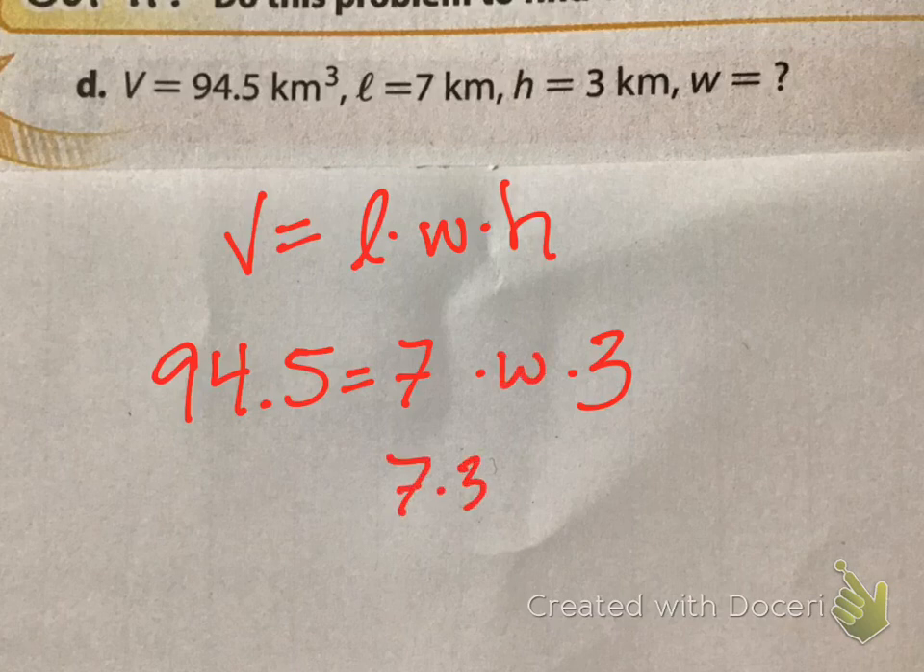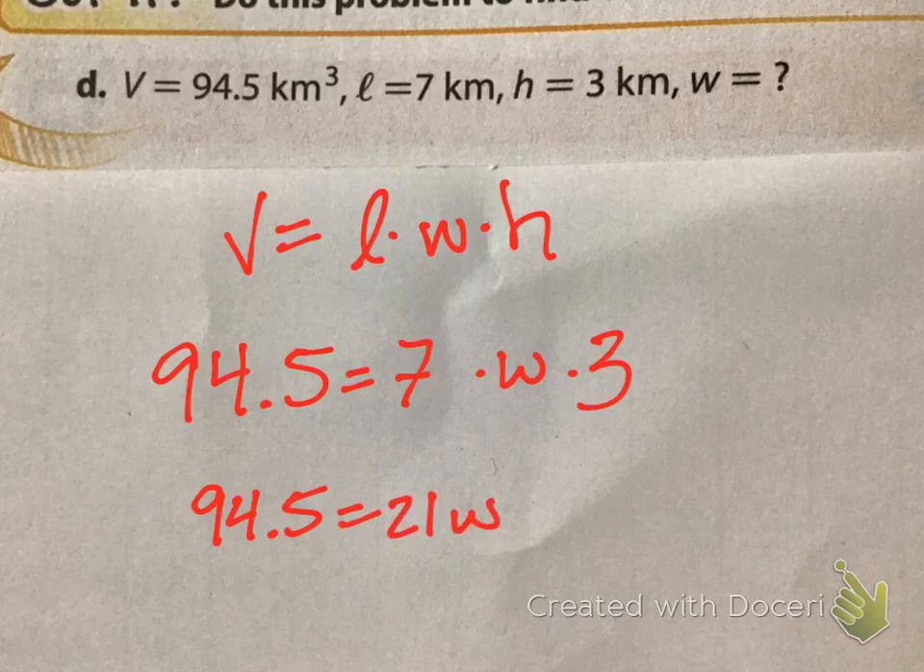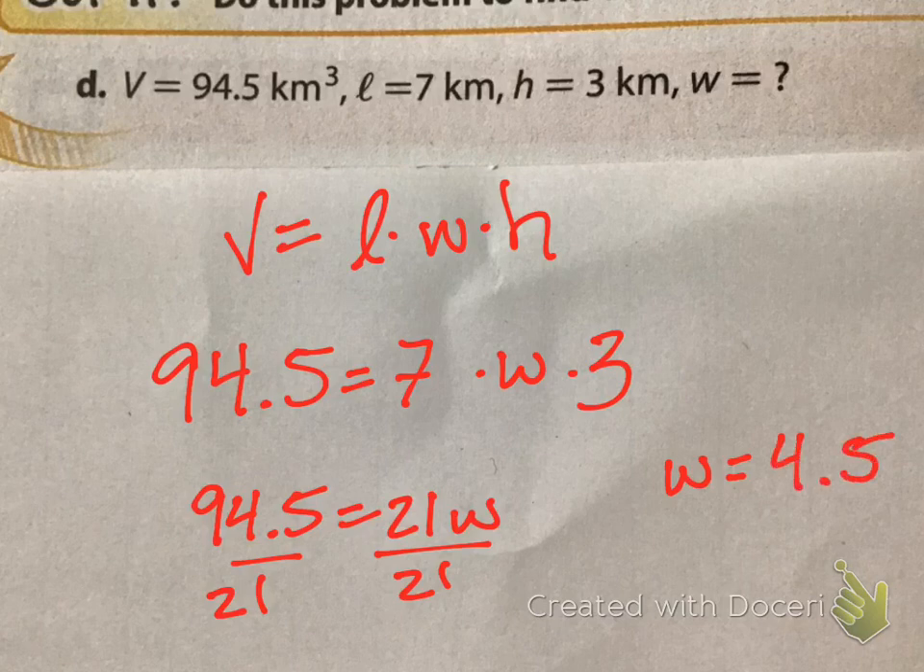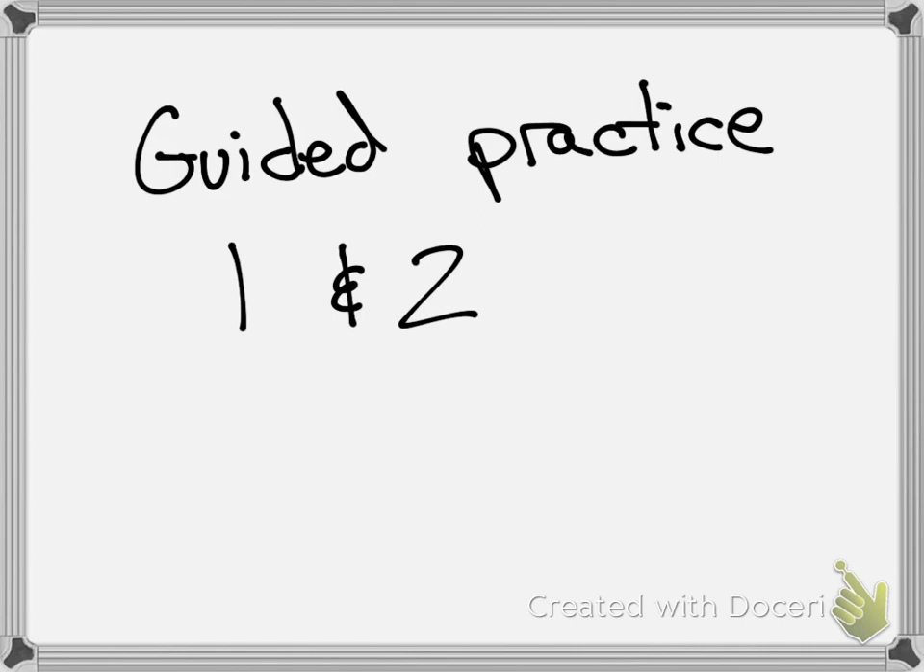Does it matter if I wrote it as 7 times 3 times W? Does it matter? No. It's one of the properties that we can rearrange however we multiply or add numbers. So then, we have this. 7 times 3 is 21, so we get 94.5 equals 21W. We are going to divide by 21 on each side. And what did you get then for your width, Fernando? He got 4.5. And he is correct. So that's all we need to do with this. You're multiplying and dividing with these to try to find the volume. I want you guys to do guided practice numbers 1 and 2.